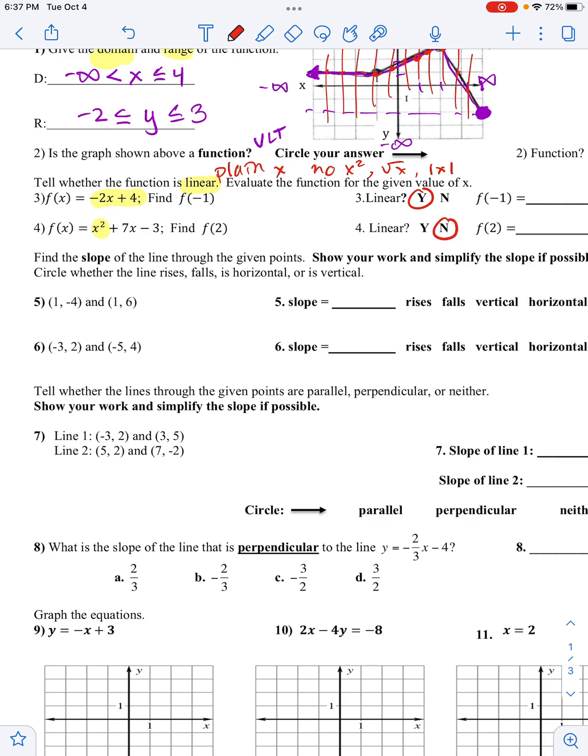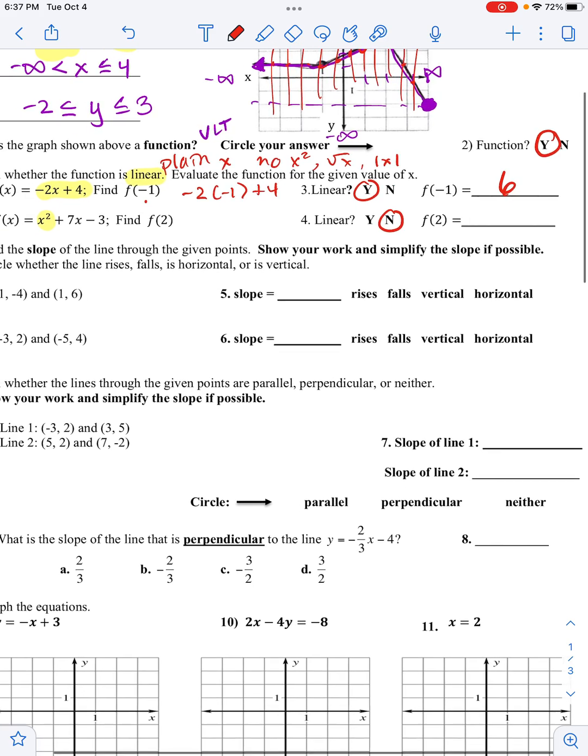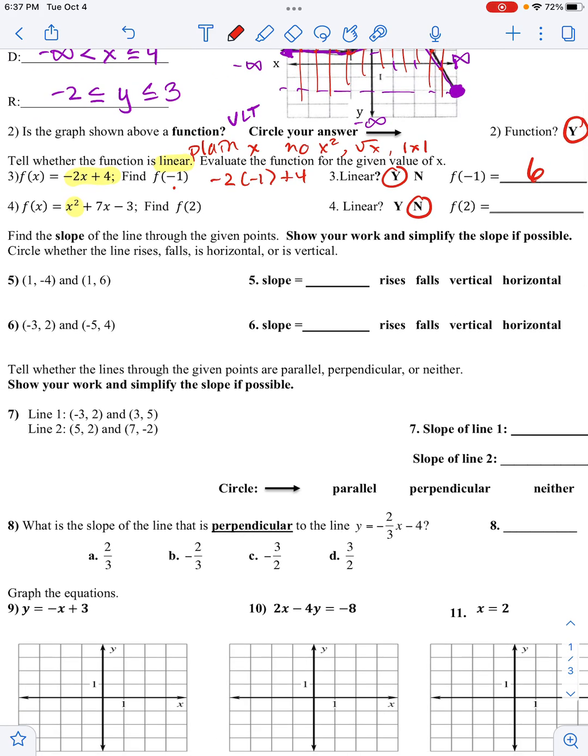Now, whether it's linear or not, this next step means the same thing. Plug in the number that is given for every x. So here I'll have -2. I'll plug in the -1, and then I'll add 4. And then this goes back to your calculator and PEMDAS and negatives. So these become 2 plus 4, so 6. Here I have a 2. So I'm going to have 2 squared plus 7 times 2 minus 3. So 4 plus 14 is 18 minus 3 is 15.